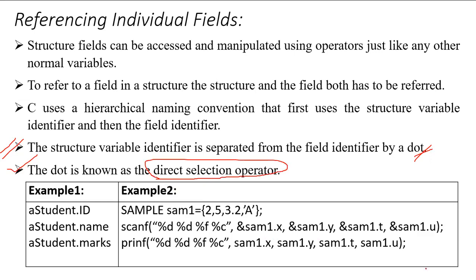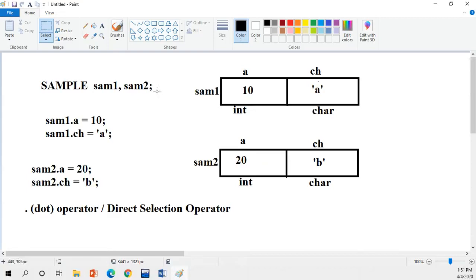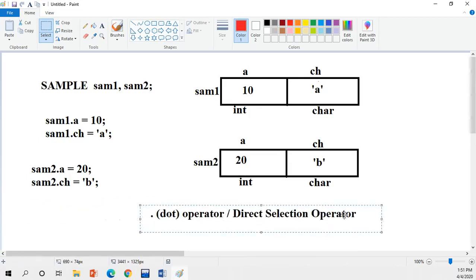Okay, how do we refer to the dot? We refer to the dot as the direct selection operator. Inside this presentation, I mean inside this Paint, I have explained this one, the direct selection operator. Okay, simply remember this statement.